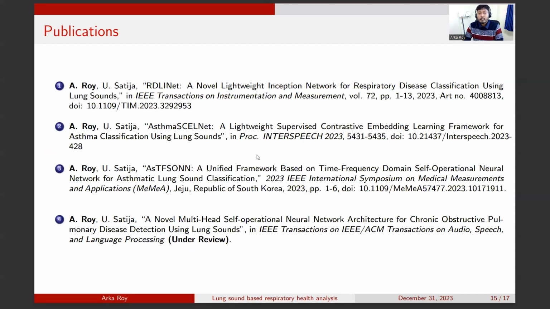So these are the publications. This has been published in IEEE Transactions on Instrumentation and Measurement. Followed by that, we have published the Asthma CLNet paper in the Interspeech Conference, and we have also done a nonlinear neural network based asthma classification, which we published in the IEEE MIMIA conference. Another paper is on STAC, which basically uses a multi-scale representation of neural network, and this is currently under review.